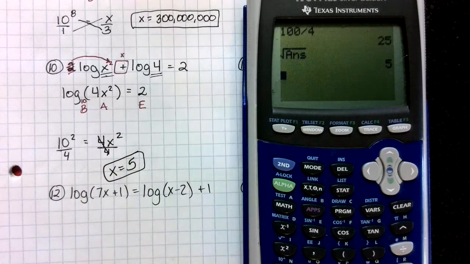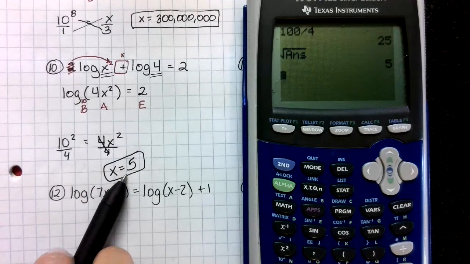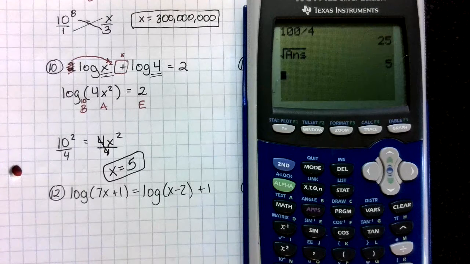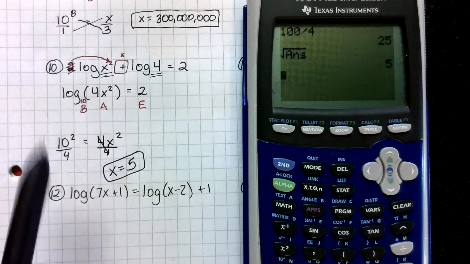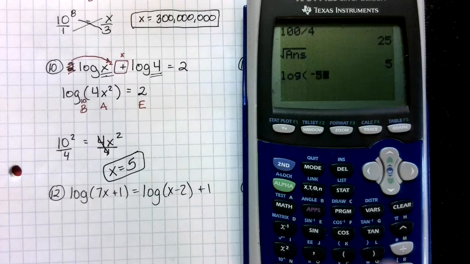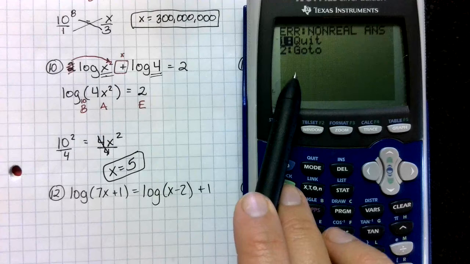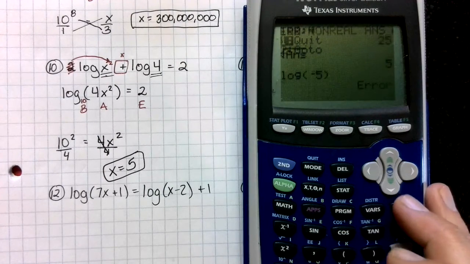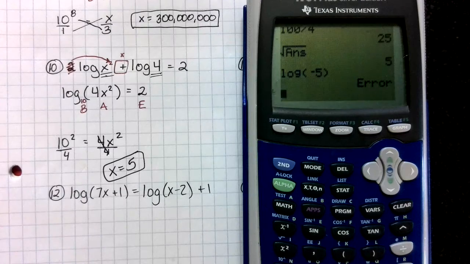Now, for these log problems, I will say also, when you take a square root, you normally get a plus or minus, but we will only ever report the positive answer because you cannot do the log of a negative number. It's a non-real answer. So you're only going to report out the positive answer.